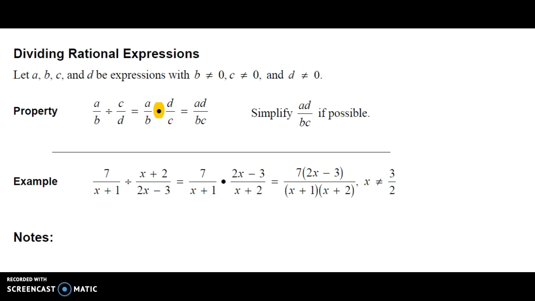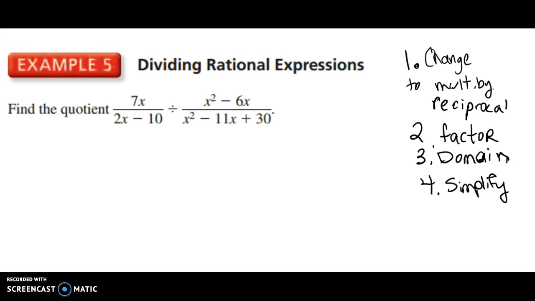The only thing different though is when you are finding the domain, not only is it going to be the denominators of the first two fractions, but also the numerator of the second fraction. So let's look at an example. Okay, so let's look at example 5 in our notes.